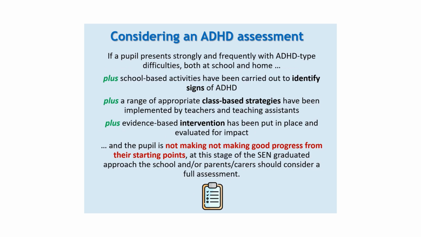Considering an ADHD assessment. If a pupil presents strongly and frequently with ADHD-type difficulties, both at school and home, plus school-based activities have been carried out to identify signs of ADHD, plus a range of appropriate class-based strategies have been implemented by teachers and teaching assistants, plus evidence-based intervention has been put in place and evaluated for impact, and the pupil is not making good progress from their starting points. At this stage of the SEN graduated approach, the school and all parents and carers should consider a full assessment.